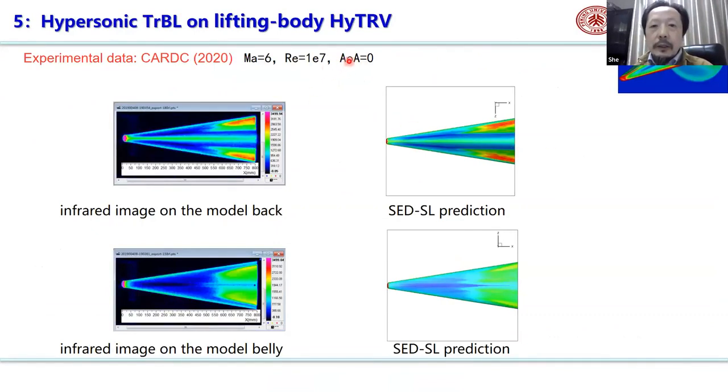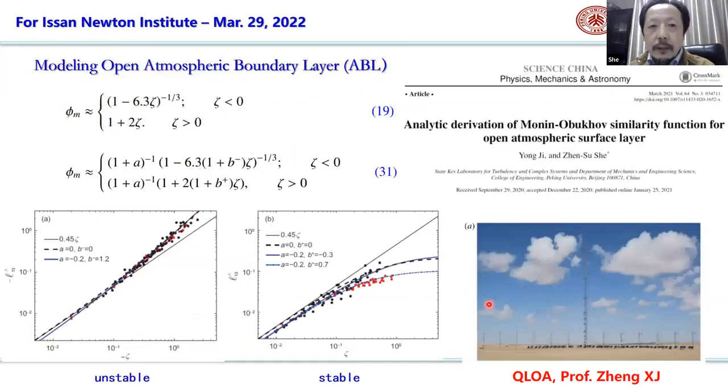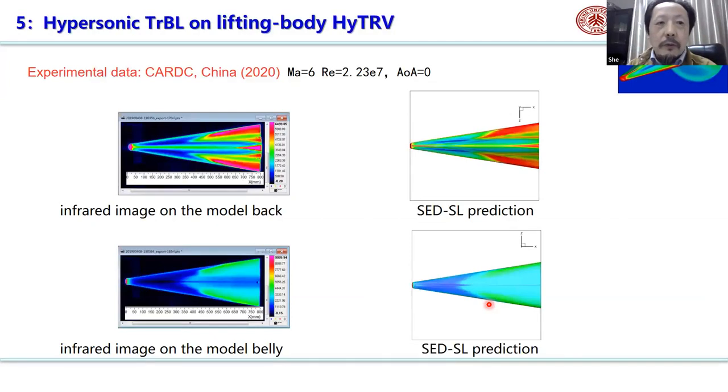Here is a zero attack angle, Mach number 6, and a Reynolds number of 10 million. And this is on the wing, on the leeward side. This is on the back, and this is on the belly. This is a higher Reynolds number, 22.22 million, Mach number 6. Okay, so here is what I mostly try to show with this very simple transition model.